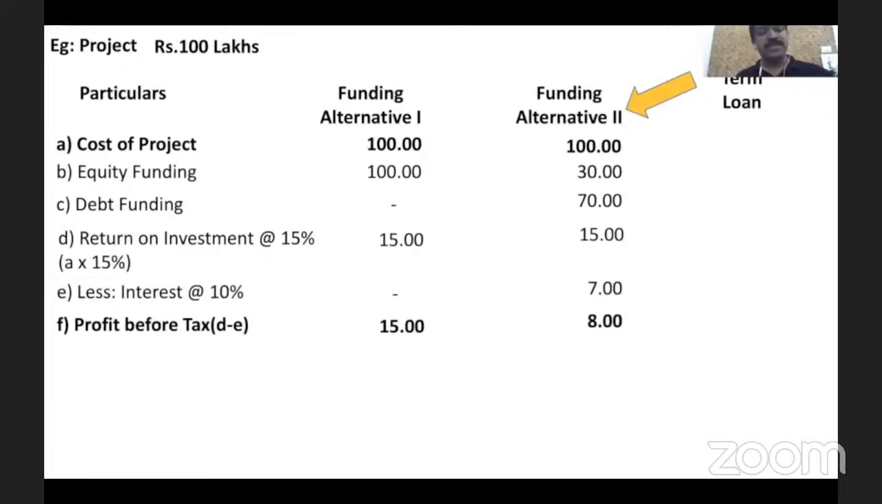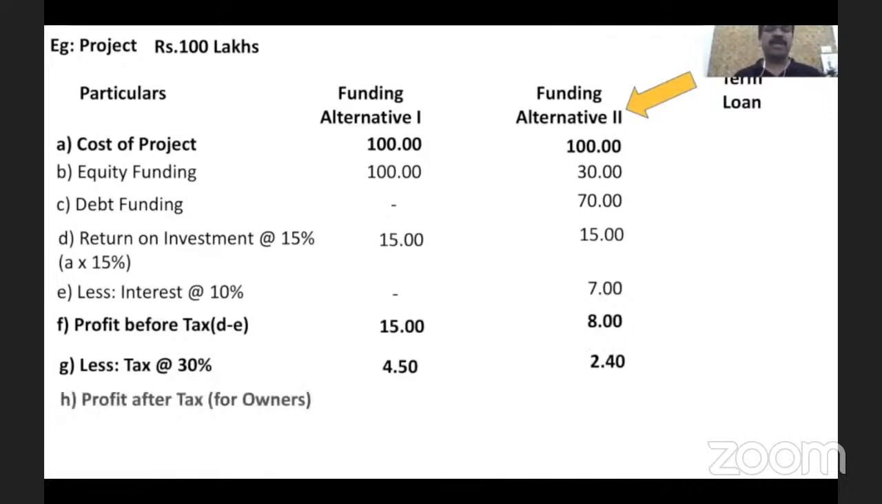Now what we have arrived at is profit before tax. From this, let us deduct the taxes. What is the tax amount? I'm giving you that information. It is 30% of the profit. So on 15 lakh, 30% works out to 4.5 lakhs. And under alternative 2, on 8 lakh, 30% works out to 2.4 lakhs.